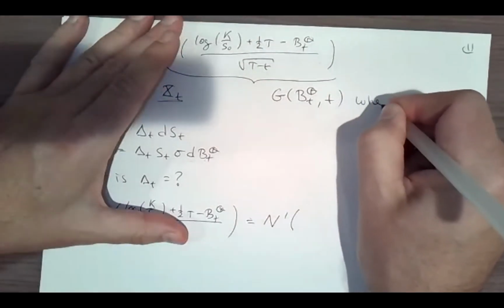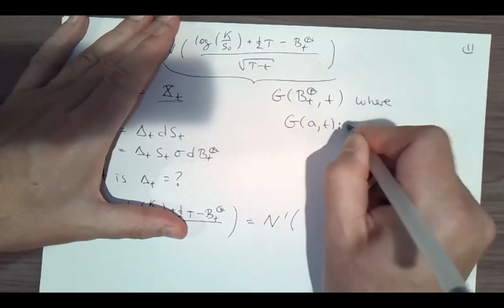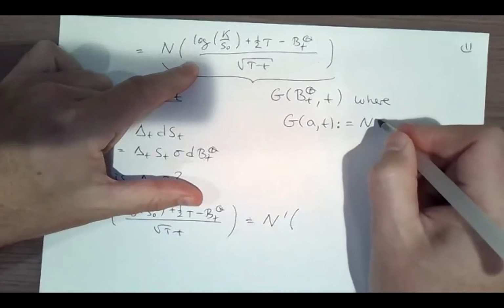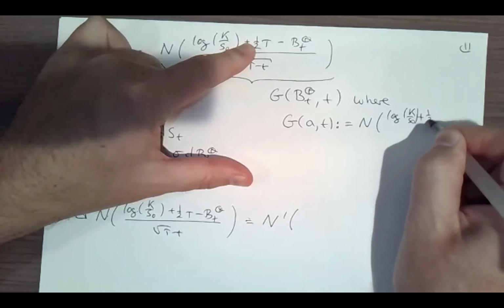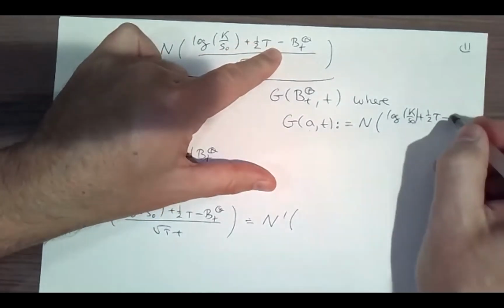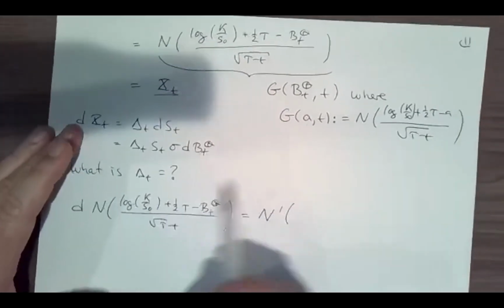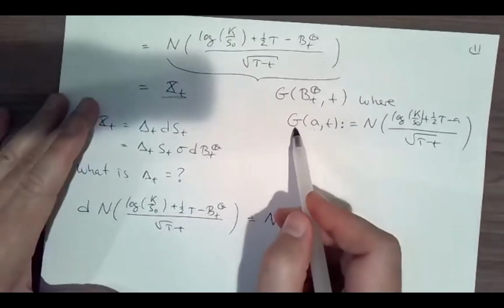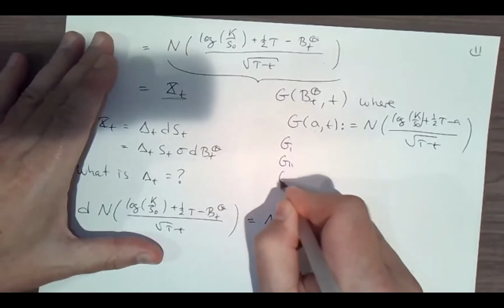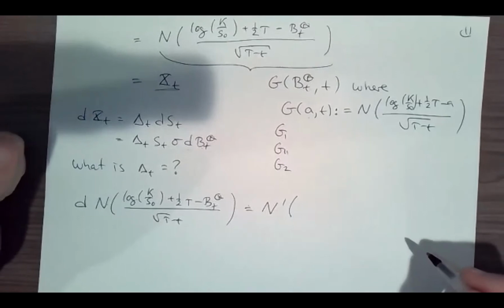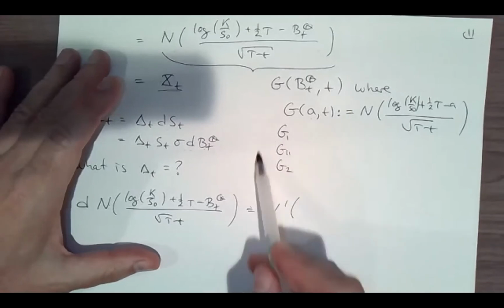right? Where g of, say, at, is defined to be n of log k over s naught plus 1/2 t minus a, divided by square root t minus t. So if I am to compute the dynamics, I need to compute the derivatives g1, g11, and g2, right, to use Ito's lemma. But in this particular case, I know that it's a martingale, so I really don't care about these last two terms.